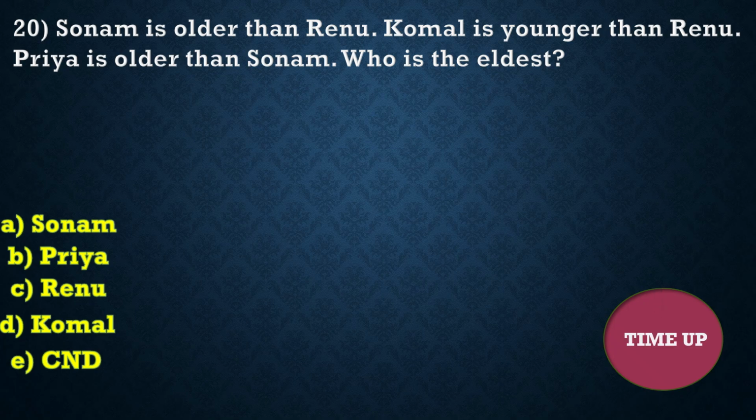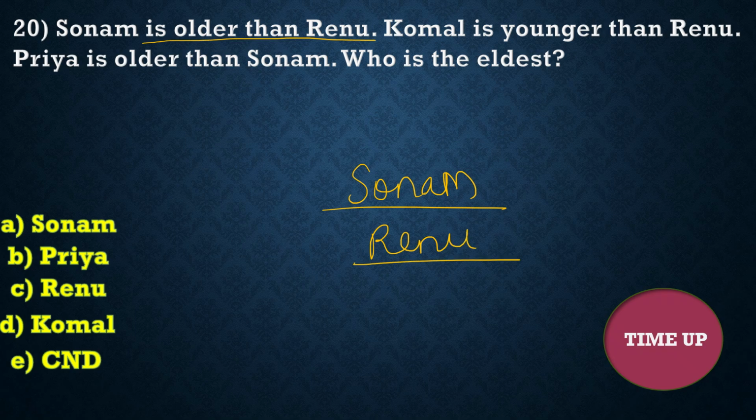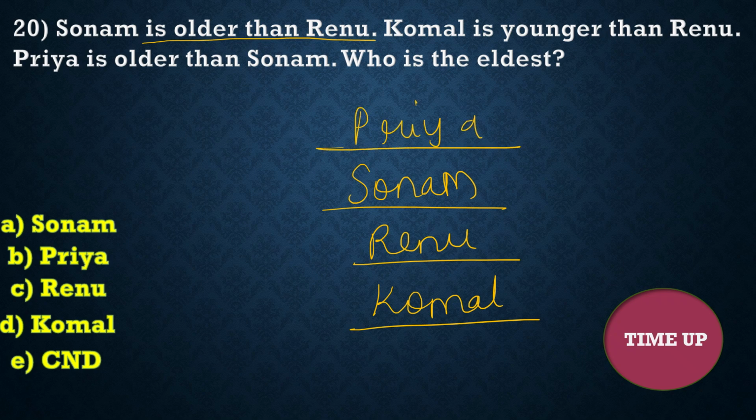Time up. Sonam is older than Renu. Komal is younger than Renu. Priya is older than Sonam. Who is the eldest in this? Priya is the eldest. Correct option is B, that is Priya.